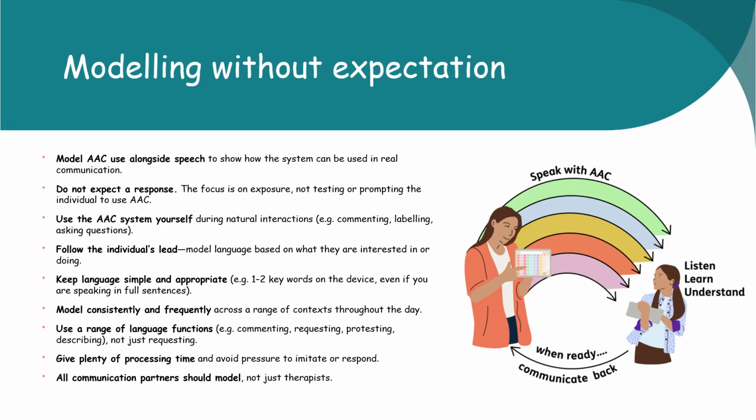It's important to keep the language really simple on the device, and often we model just one or two keywords, even if we're saying a full sentence out loud. And I would really advise as well, if our child is able to point to and select food on the device, absolutely amazing. We're not then going to go back and say, I want food. They've made that request, and we're not going to pressure them to create a full sentence, because they've made their wants and needs known really effectively. So we would just model, you want food, and press food again to reinforce that.